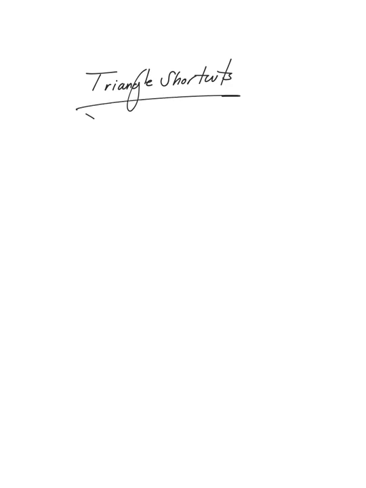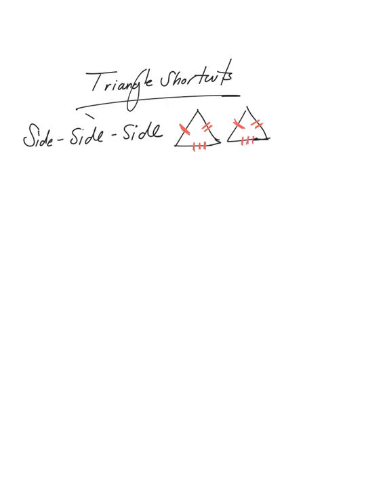So triangle shortcuts. We have a few ways to prove triangles are congruent, okay? The first way we can prove triangles congruent is that we get a side, and a side congruent. That would look like if we have two triangles and they were marked congruently. So if this side had a mark and then this side on the other triangle had a mark, this side had a mark and this side on the triangle had a mark, and this side had a mark and this side on the triangle had a mark.